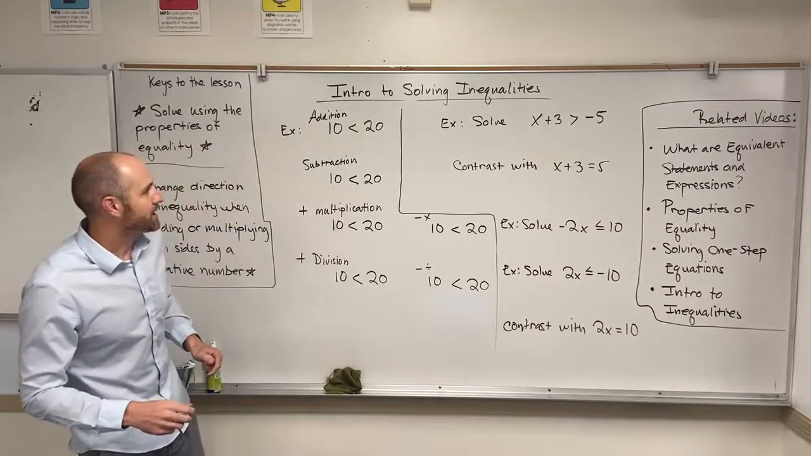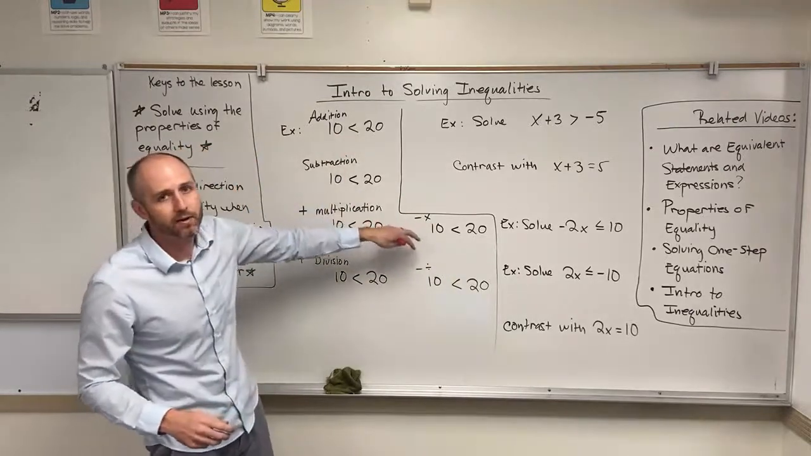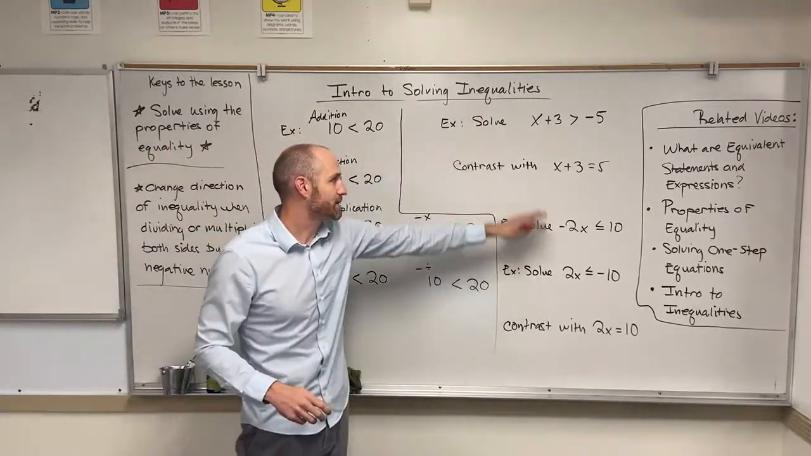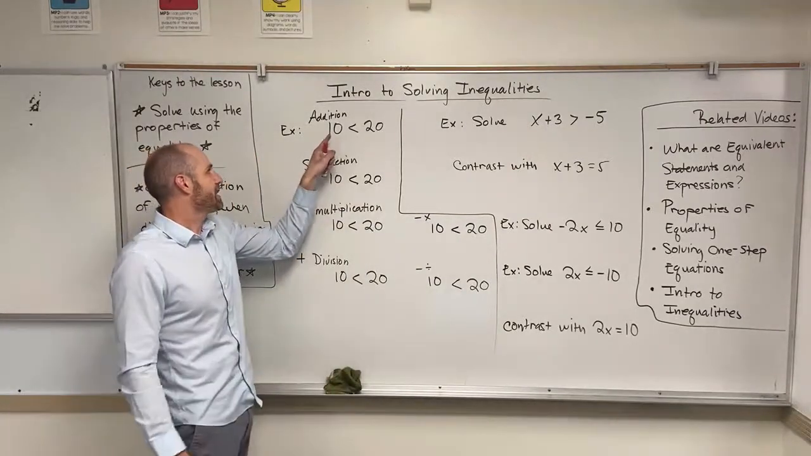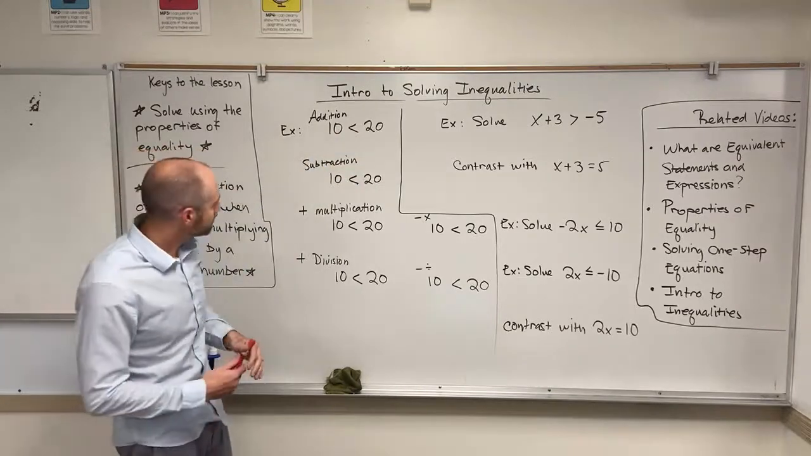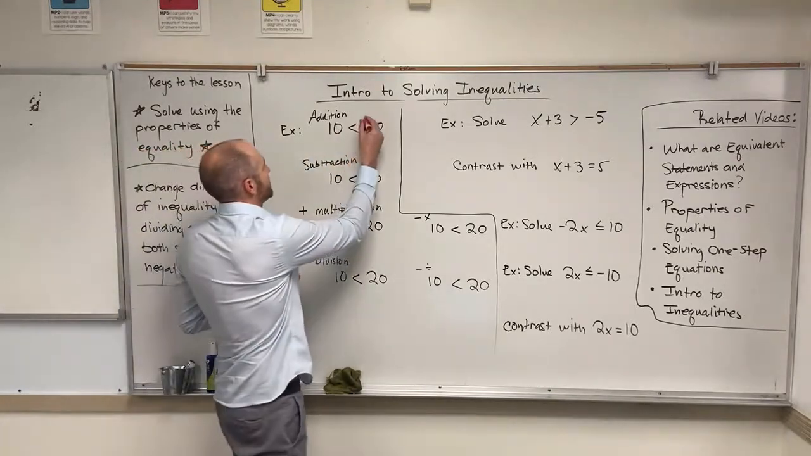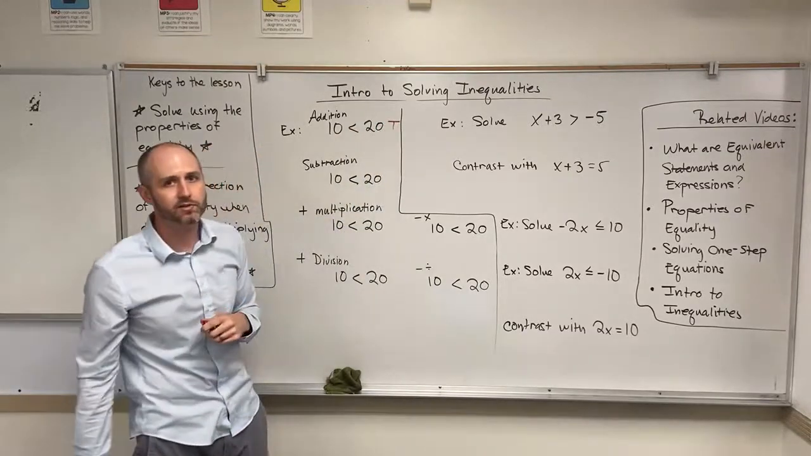Okay, so let's look at a few of these examples here, and we'll build up some background knowledge and then use that over here to solve these more algebraic looking statements. Okay, so here we have 10, this statement says 10 is less than 20, which is a true statement, okay? So this is starting off as true. 10 is less than 20.